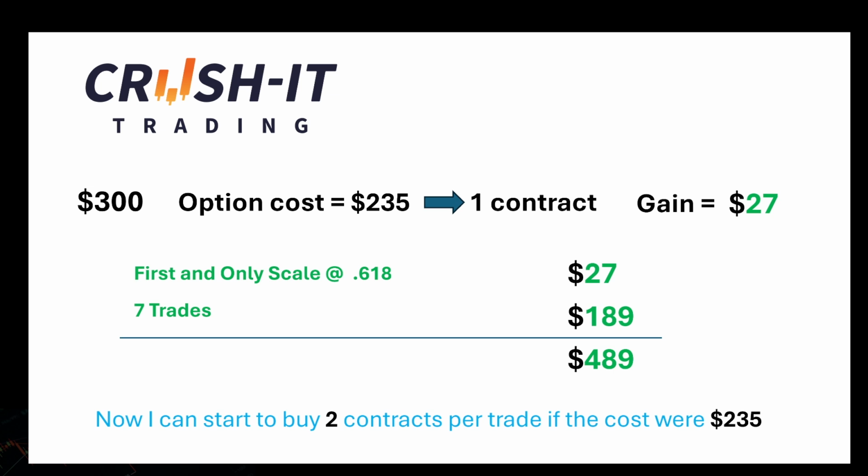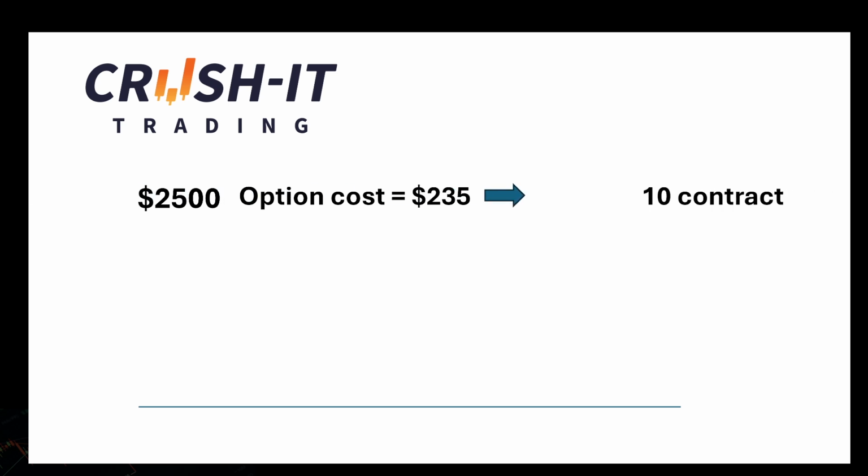So this is it. You've got 7 trades right here. You're going to get about $189, and you'll have $489 to get 2 contracts, okay? So let's jump ahead here real quick and see what we got if we had $2,500, okay? And with options costing $235, you can get 10 contracts, and you're going to scale.